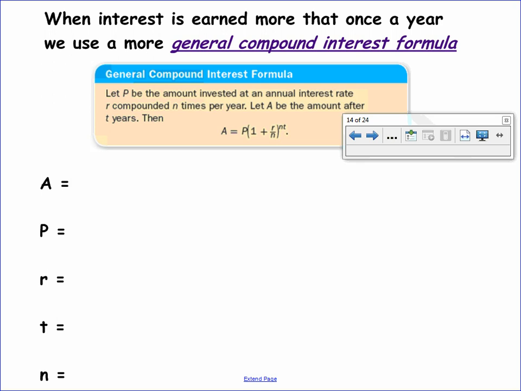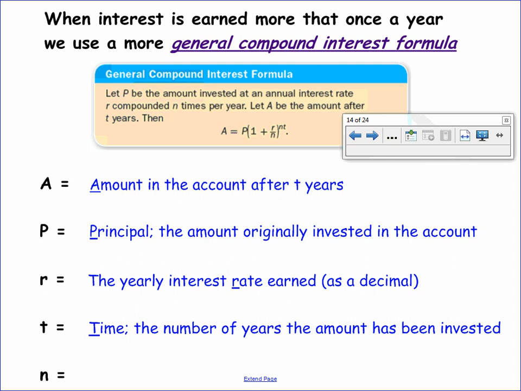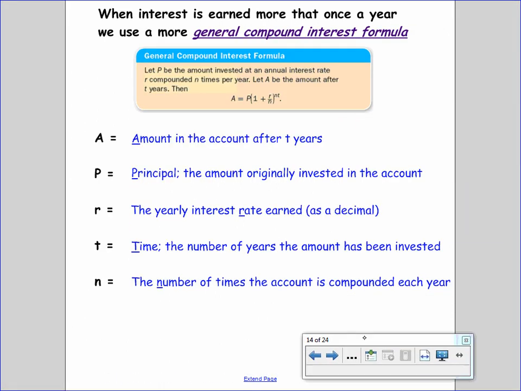When interest is earned more than once a year, we use a more general compound interest formula. And so the formula that gives the amount A in the account after 2 years, based on a principal investment P, that's how much money you put in initially, at an interest rate R as the yearly interest rate for a time T in years at a given number of n compoundings is A equals P times quantity 1 plus R over n, closed quantity all to the n times T.